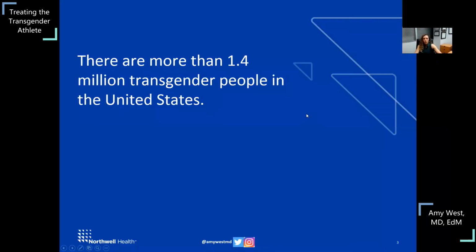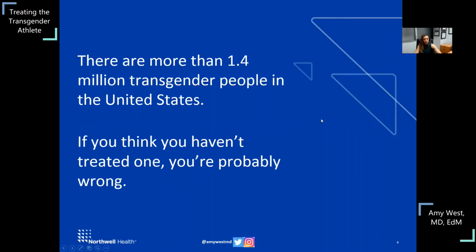So to start off, there are more than 1.4 million transgender people in the United States. So they are everywhere. And if you think you haven't treated one, you're probably wrong. We're finding that the numbers are actually increasing as more people are asking and more people are made aware. So it's something to take note of, that there's more than you think.